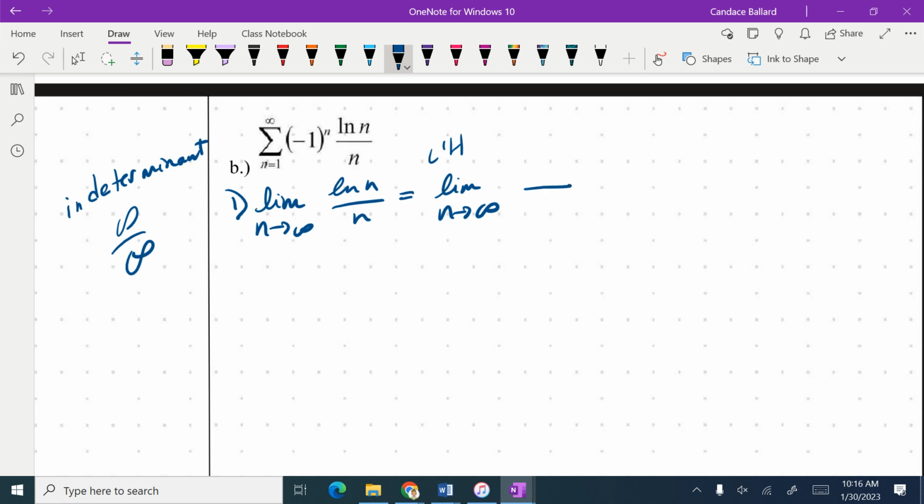Because I still want to be able to take that limit. All right, so what's the derivative of natural log of n? Good, what's the derivative of n? 1. Now when I put in infinity, what's the limit equal to? Which is what I wanted, right? I wanted it equal to 0. Woohoo, we've got step 1 done. I just got to prove terms decreasing.